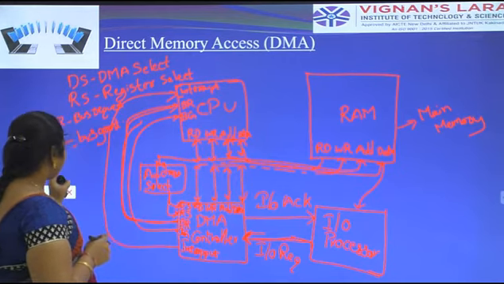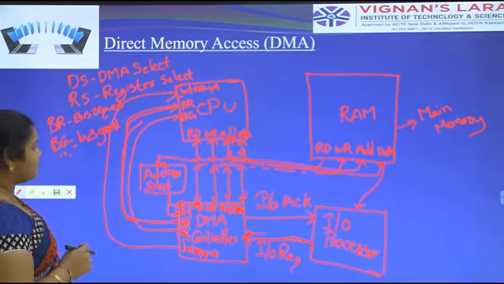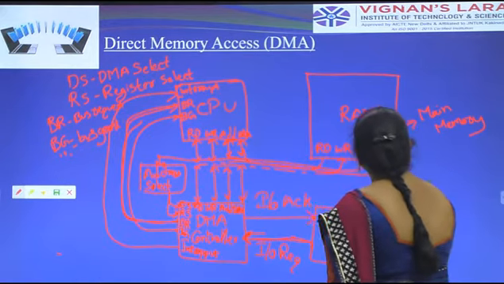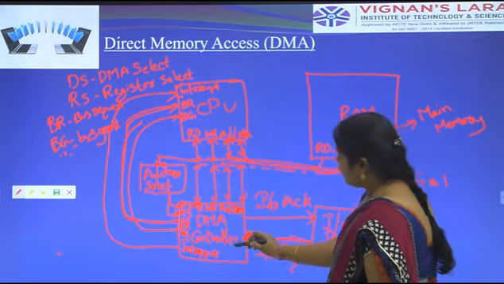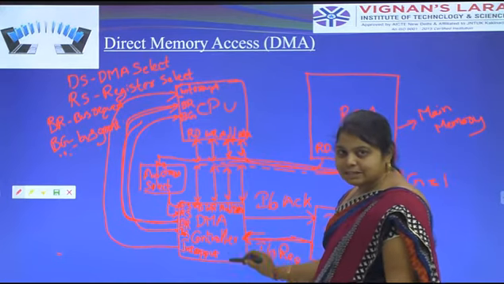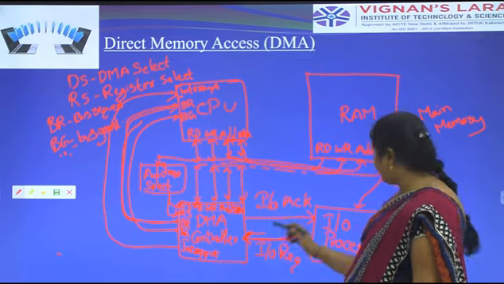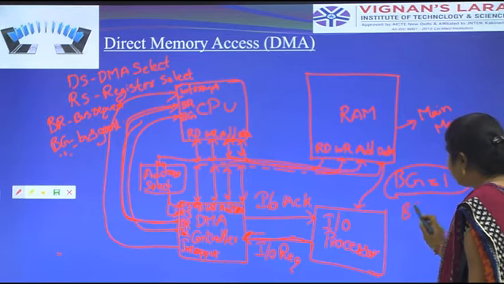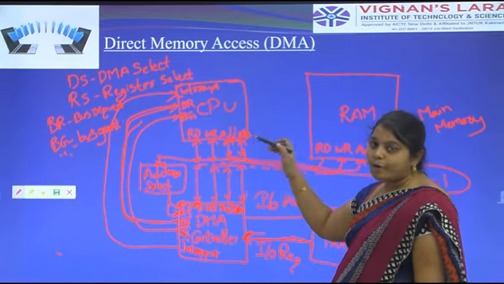Here we have bus grant and bus request. Here we have to see that if bus grant is equal to 1, the DMA controller is connected with the bus, and with the help of the bus the DMA controller performs the transfer. If bus grant is equal to 0, the CPU is connected with the help of the bus.